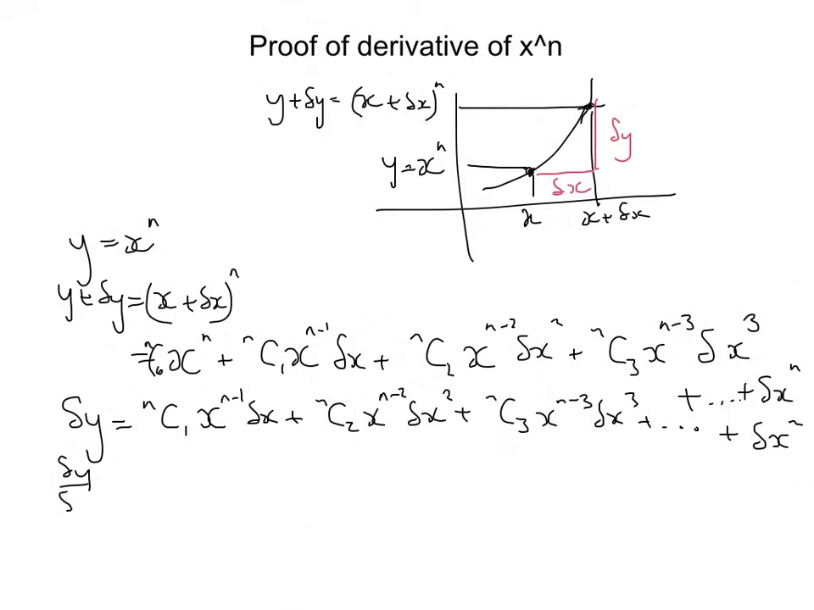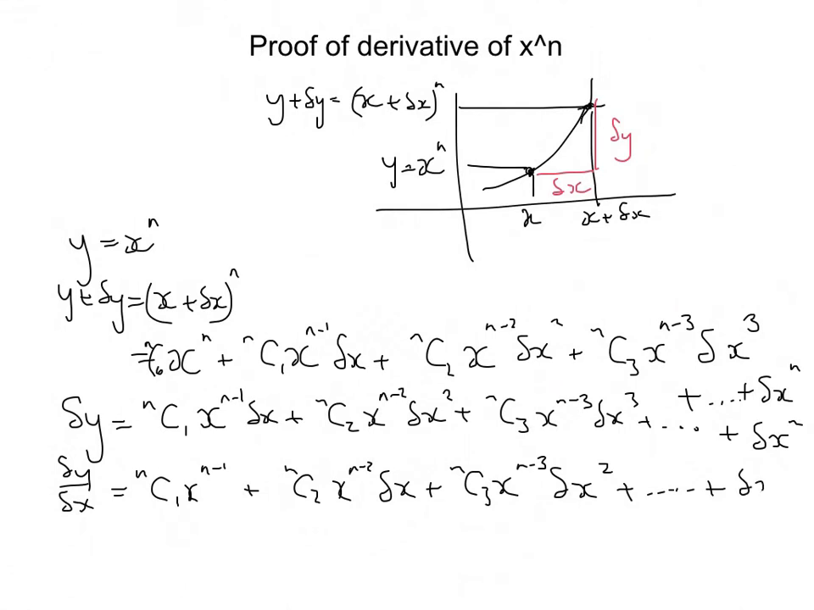Let's divide through by delta x. We get n choose 1, x to the n minus 1, plus n choose 2, x to the n minus 2 delta x, plus n choose 3, x to the n minus 3 delta x squared, plus all the way down to delta x to the n minus 1. All the powers have gone down by 1. Now we take the limit of delta x tending to 0 of delta y by delta x, and obviously all of these terms have got delta x's in, so they're just going to go to 0, and that will leave us with n choose 1, x to the n minus 1, and n choose 1 is n.